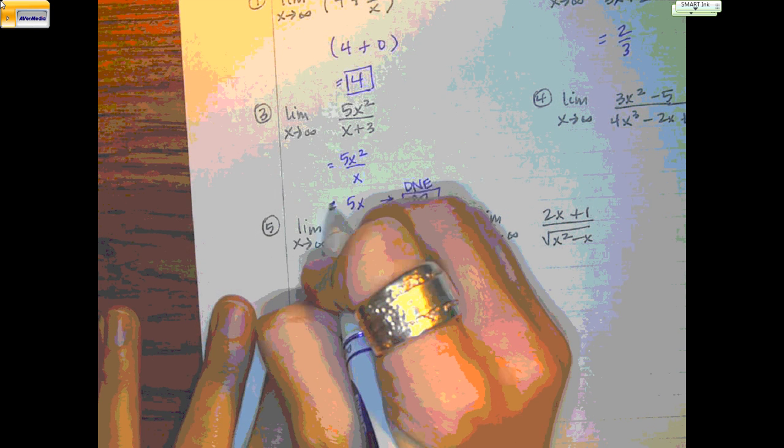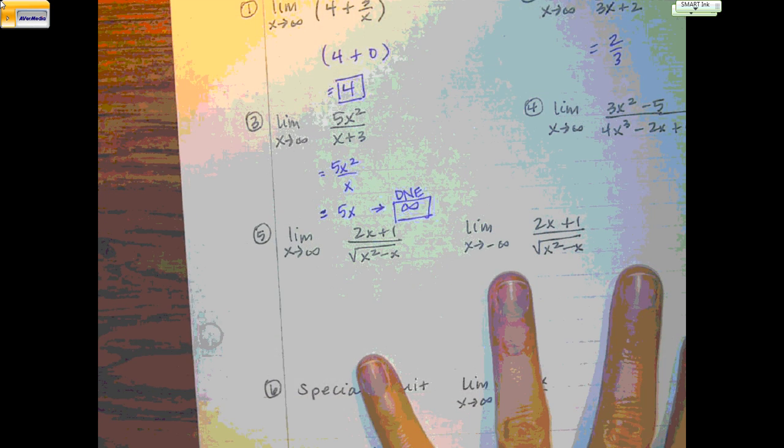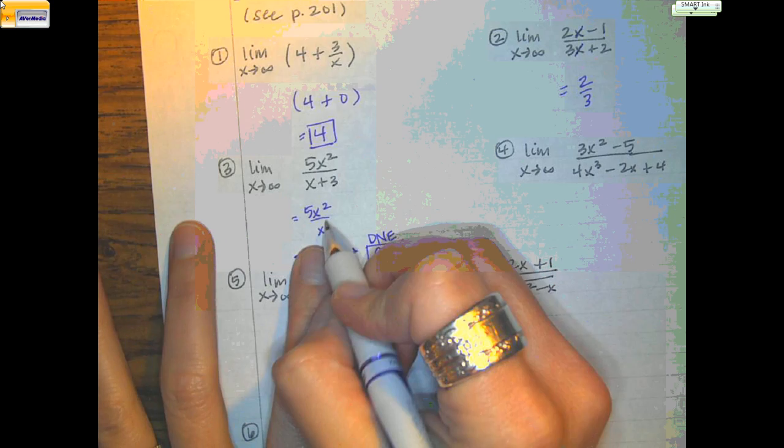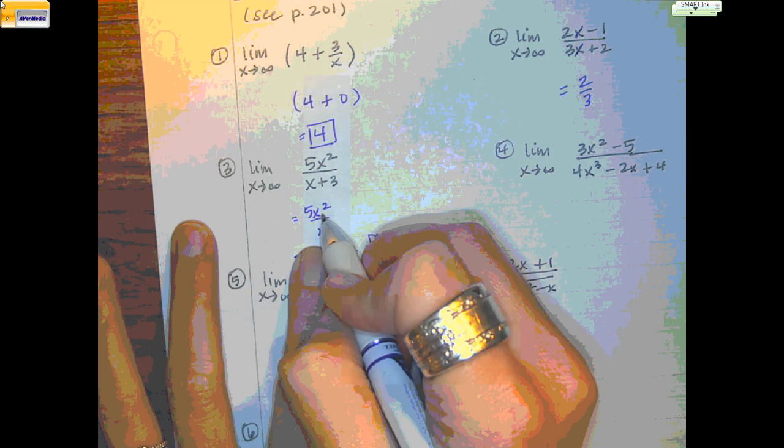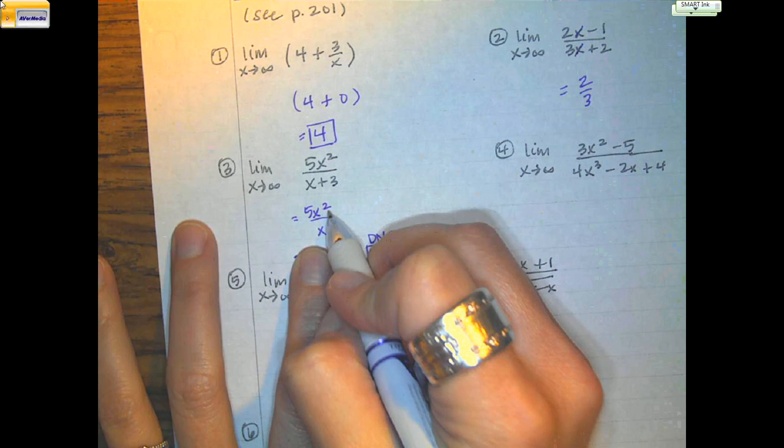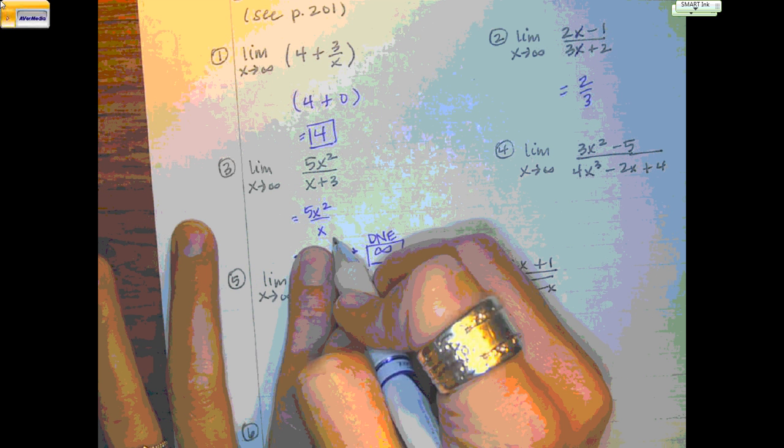Okay? But wouldn't both x's be negative? Well, what would happen is, if you put it in right here, you would have negative infinity times negative infinity, which is positive infinity. So you'd have a positive divided by a negative, which is still a negative. Good question.